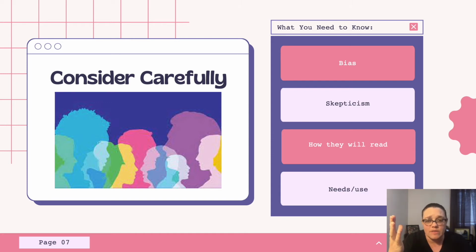If you don't know some of these things we just talked about, you can probably figure out bias, skepticism, what they need to know, and how they're going to use the document, how they're going to read it, even if you don't know them. Sometimes just knowing their role in an organization can tell you what you need. So take time to think critically and carefully about your readers, not only in terms of what they know and what they don't know, but also about how they'll read, what biases they may have, and what their attitude is towards you, your organization, maybe even the topic.